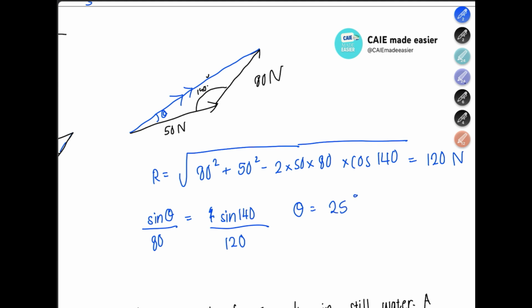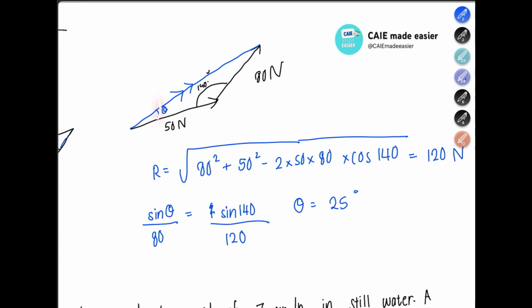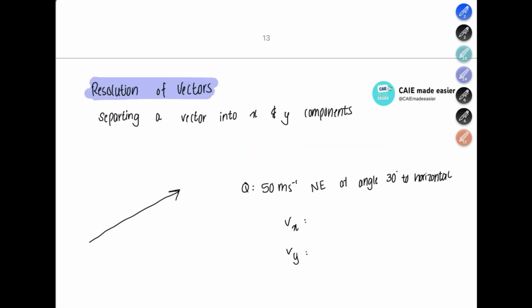How will you write this? You will say the resultant force is 120 Newton anti-clockwise to 50 Newton. Why anti-clockwise? Because this is in this direction, right? Your resultant force is not clockwise, not in this direction, it's anti-clockwise. So you'll say 120 Newton at an angle of 25 degrees anti-clockwise to 50 Newton. Now resolution of vectors is very important, and you will face this a lot during your A-level physics.